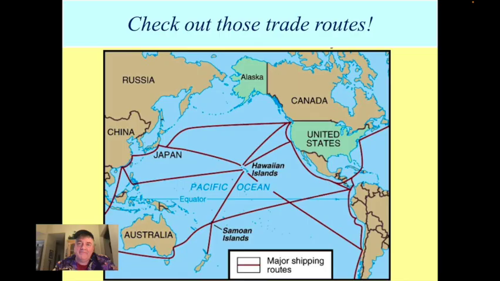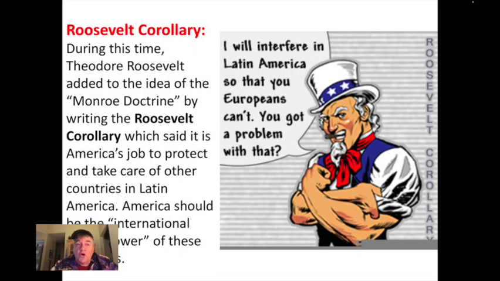All right. So Roosevelt corollary, we're almost done. During this time period, Theodore Roosevelt added to the idea of the Monroe Doctrine. Now, that's way back in U.S. History 1. Monroe Doctrine basically told Europe, stay out of the Western Hemisphere. So Roosevelt adds this, right? The Roosevelt corollary. He says, stay out of the Western Hemisphere and especially Latin America. Do not mess around with that. Remember that big stick he's walking around there? Yeah, that's the Roosevelt corollary. I will interfere in Latin America so that Europeans can't. You got a problem with that?